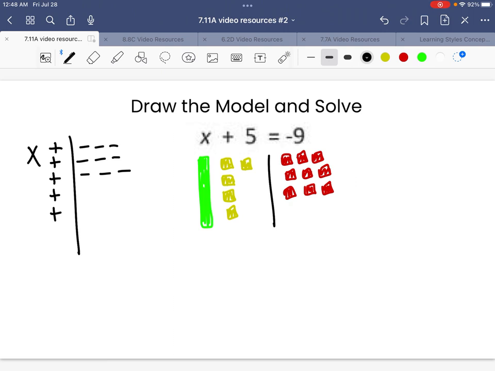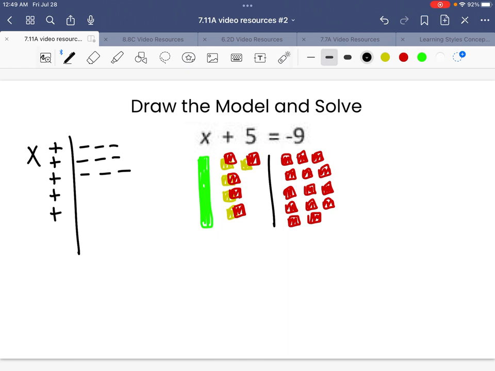So if I'm using my algebra tiles representation, I see I have 5 positives on the left-hand side, and in order to create 0 pairs, I would put 5 negatives on both sides. And again, if I'm putting 5 negatives on the left-hand side, I will put 5 negatives on the right-hand side. And again, same thing, just looks a little different.